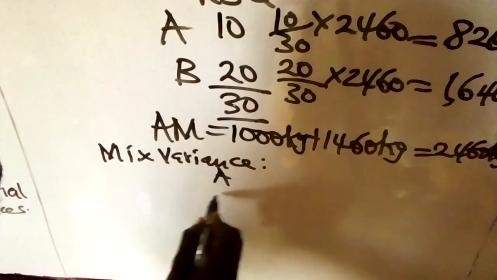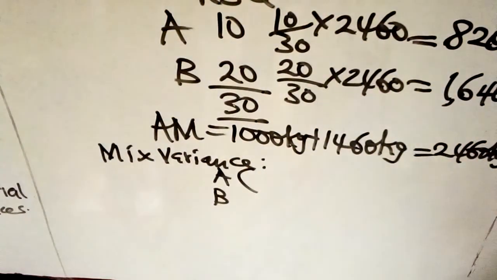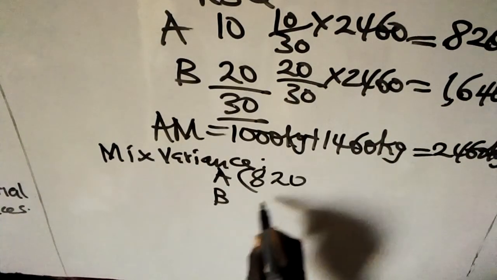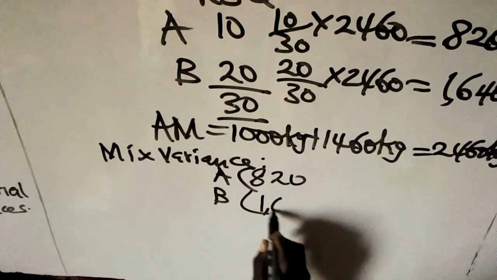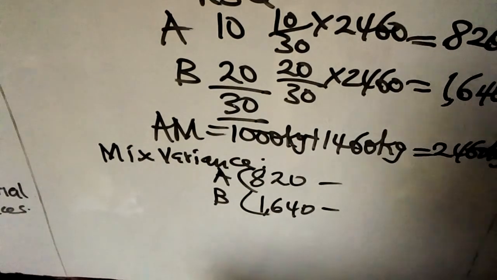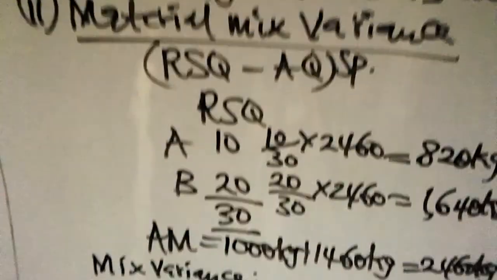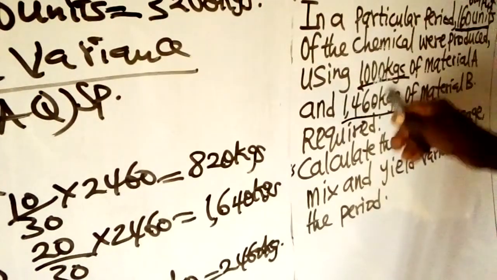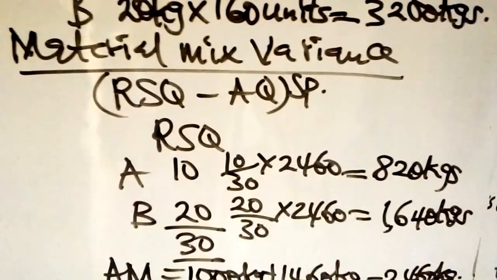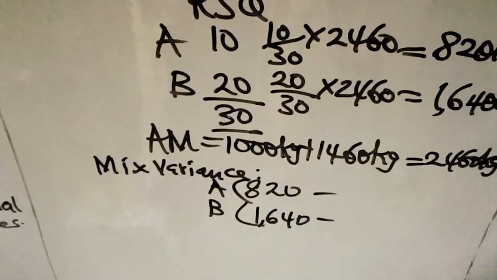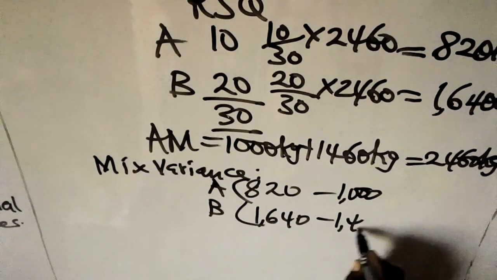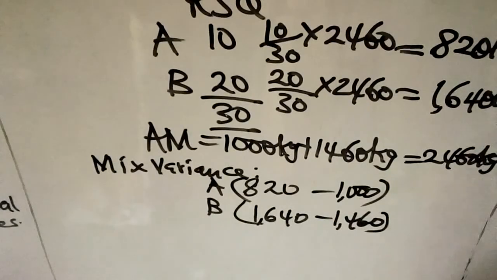We have material A and B. The revised standard quantity of material A is 820, while that of material B is 1640, minus actual quantity. The actual quantity for material A is 1000 kgs and that of material B is 1460, which is the actual input. So 1000 and 1460, multiplied by the standard price.